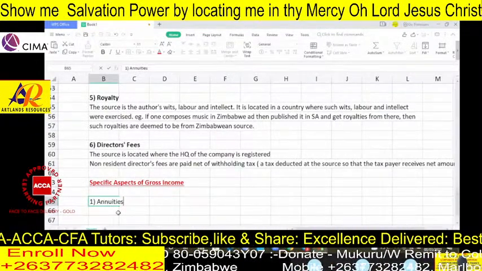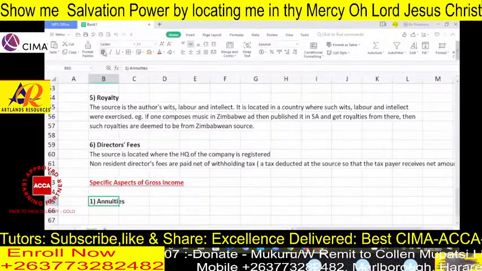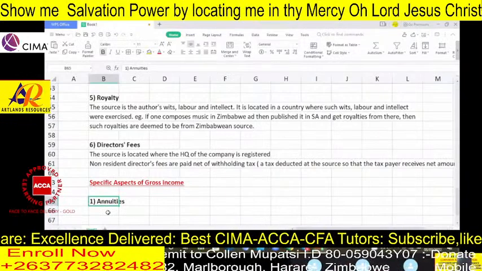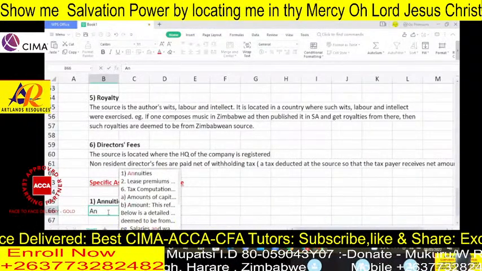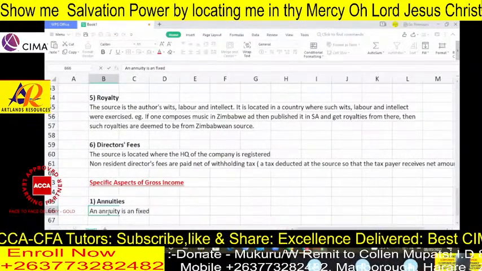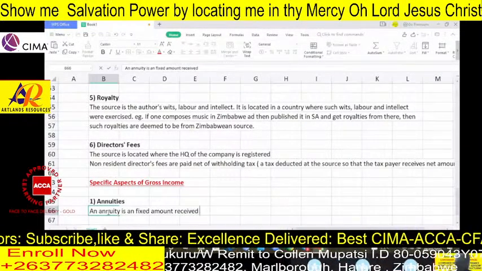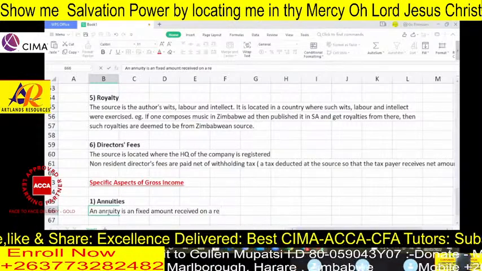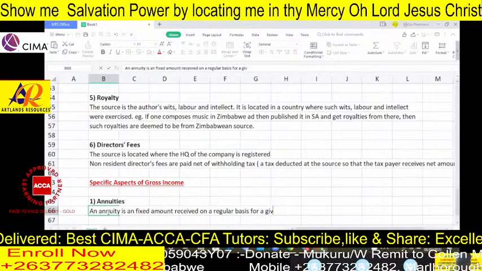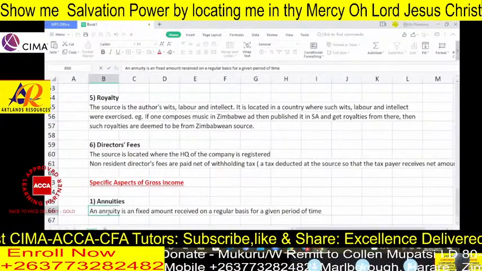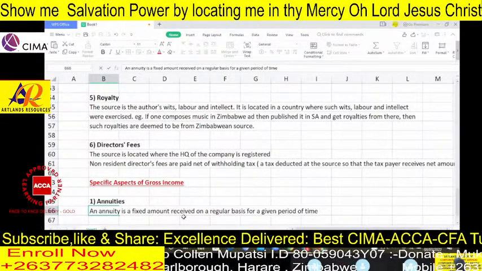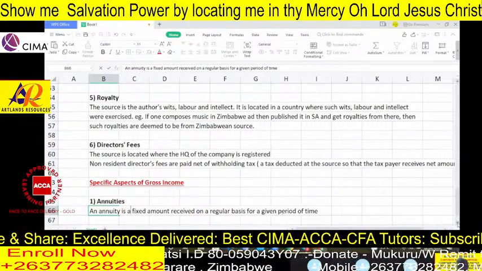Annuities. So important. There is what we refer to as annuities, those monies you receive which are fixed on a regular basis for a given period of time. So what is an annuity? An annuity is a fixed amount received on a regular basis for a given period of time. That's an annuity.